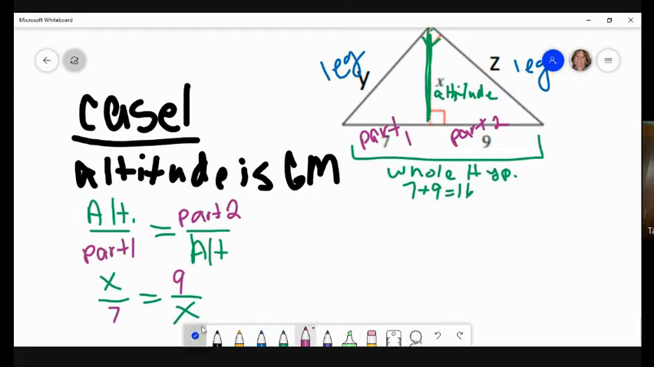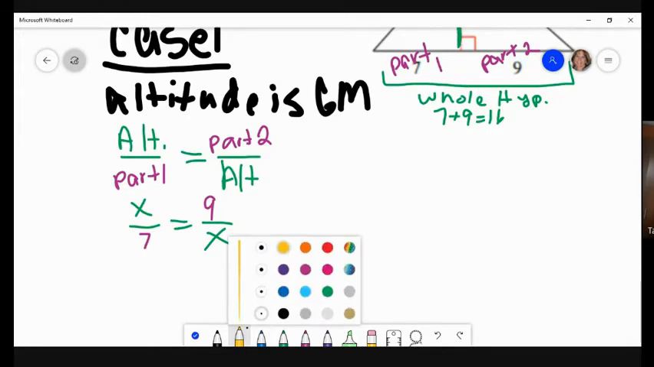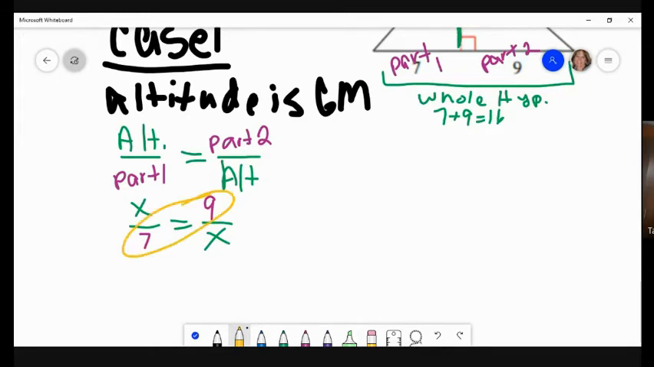All right, so now we can actually solve for X. And we do this with cross multiplication. So we're going to cross multiply. And again, I ended up with a really fat font here. All right, there we go. So 7 times 9, and of course our X times X. So therefore we have X squared equal to 63.